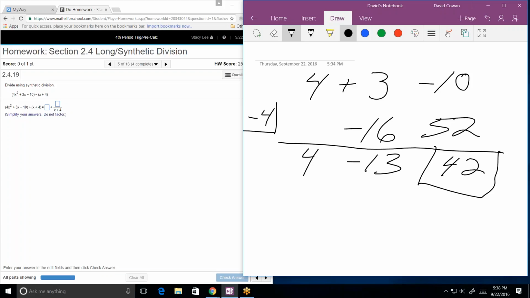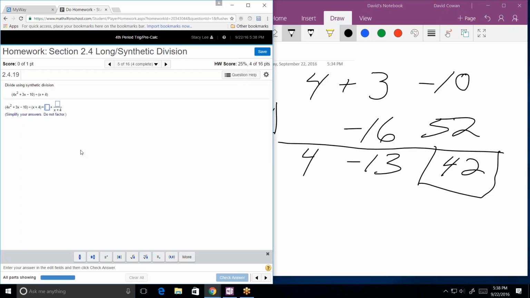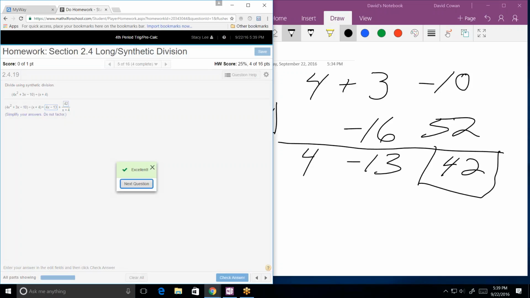So let me put this. 4x minus 13 with the remainder 42. It's not 4x squared though. Remember that if I'm dividing a quadratic by a linear, my first term has to be x, or 4x, yeah. 4x plus 3, excuse me, 4x minus 13 with a remainder of 42 divided by x plus 4. That's good. Next problem.